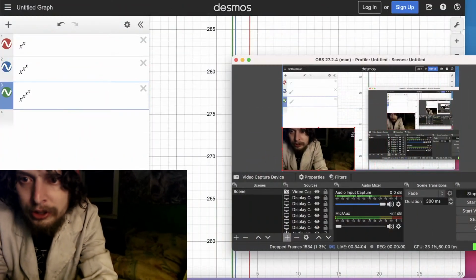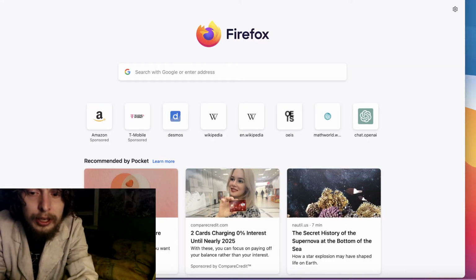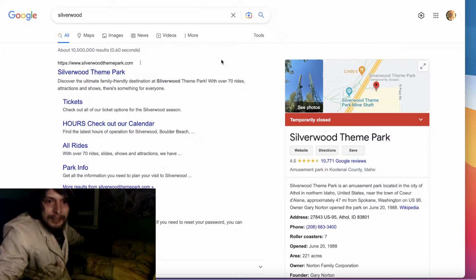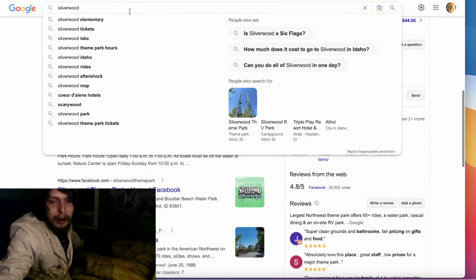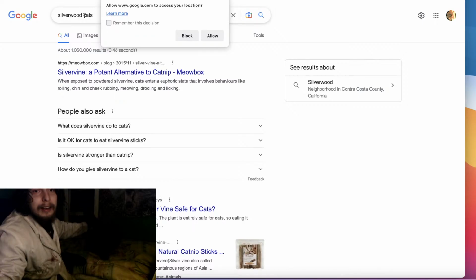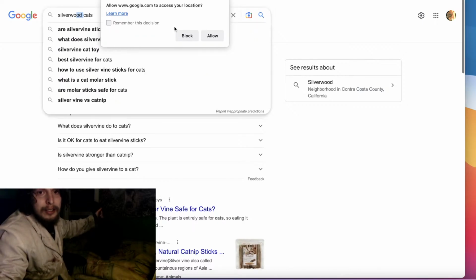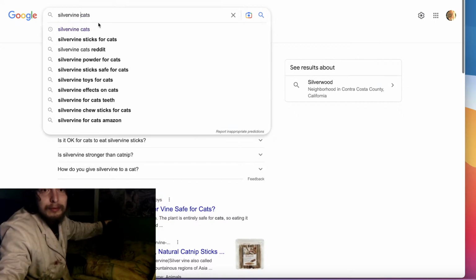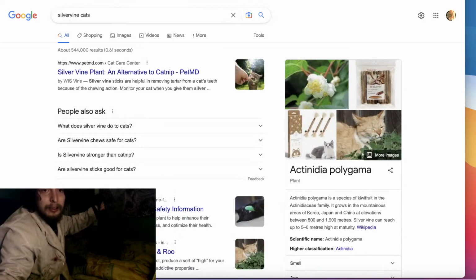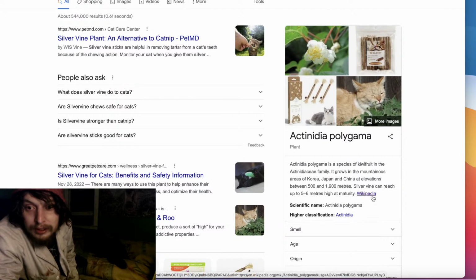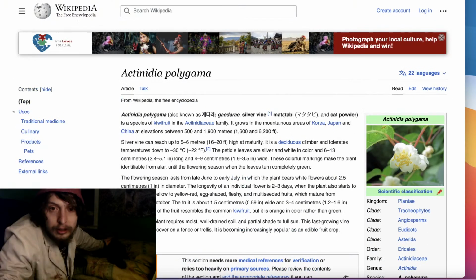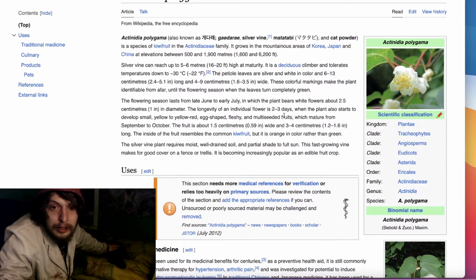One moment. I just need to look up this stuff real quick. Silverwood. Oh, hi, Dandelion. You're doing cute stretches. Silverwood. No, I'm not talking about a theme park. Cats. Is it not called... Silvervine. That's what it is. Silvervine for cats. It's a species of kiwi? That's so cool. Oh, I already want to make an episode about kiwis.